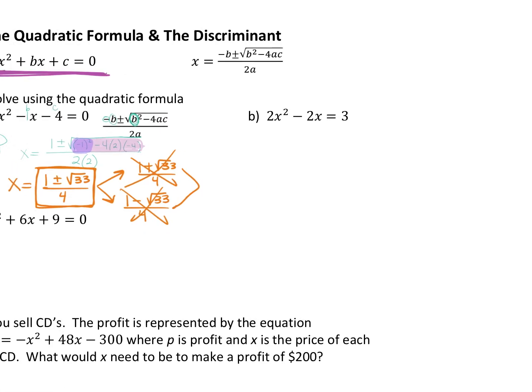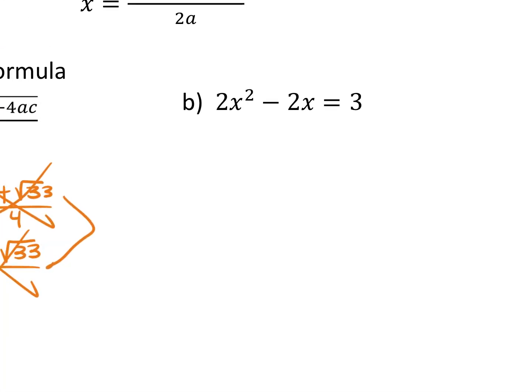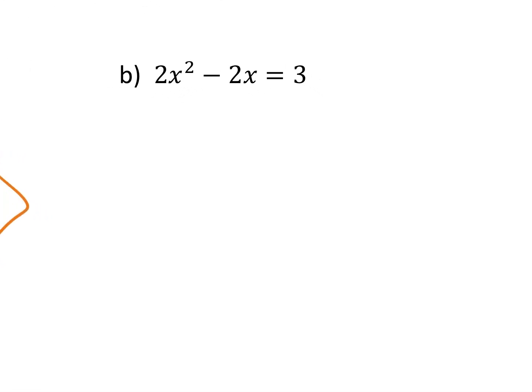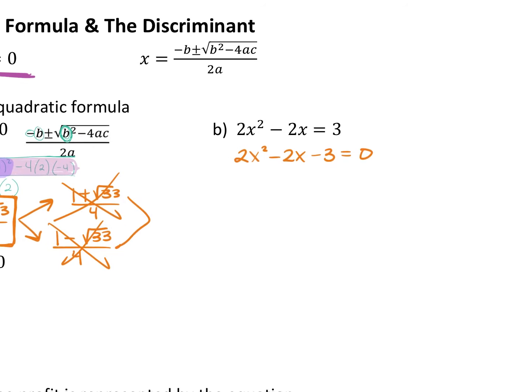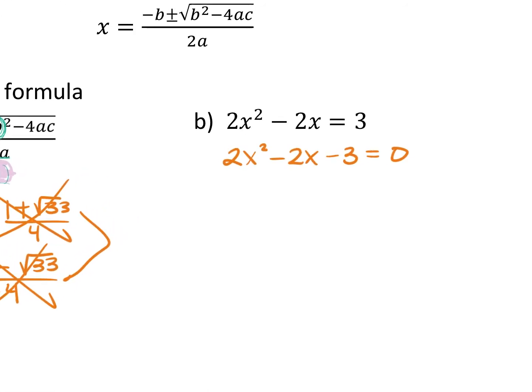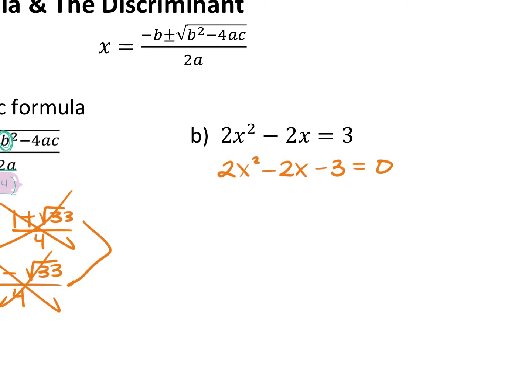Okay. Go to letter B. Do you see what you need to do first on this one? Yeah, set it equal to 0. So 2x squared minus 2x minus 3 equals 0. Okay? I'm going to have you try this one on your own. X equals negative b plus or minus the square root of b squared minus 4ac all over 2a. Give that a go. Plug that into the quadratic formula. See what you get.